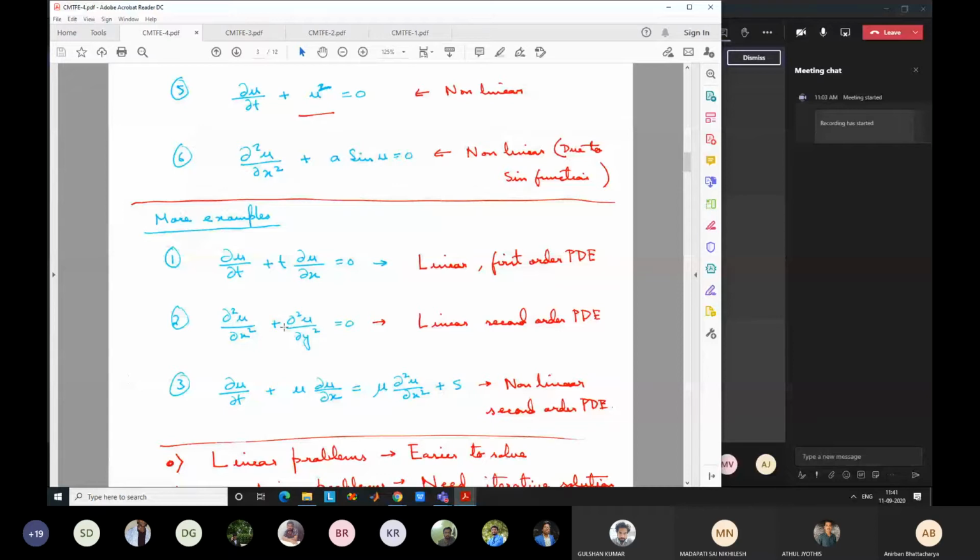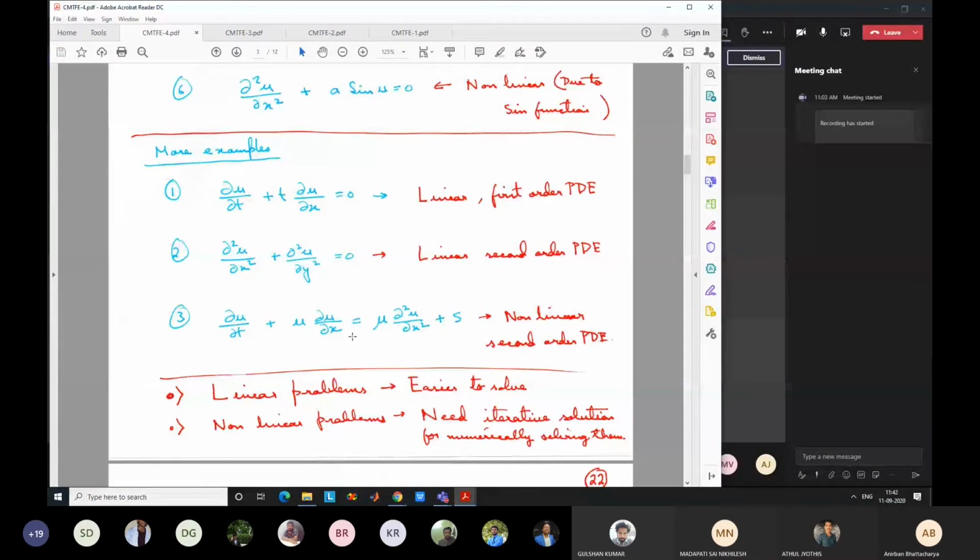Similarly, this equation, del u del t plus u del u del x plus mu del square u del x square plus s, is some simplified form of the velocity equation. This is a non-linear second order PDE. Non-linear because of the term u del u del x, and second order because of this viscous term, mu del square u del x square.